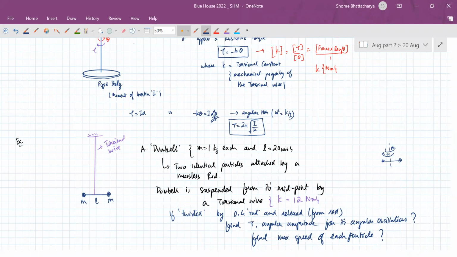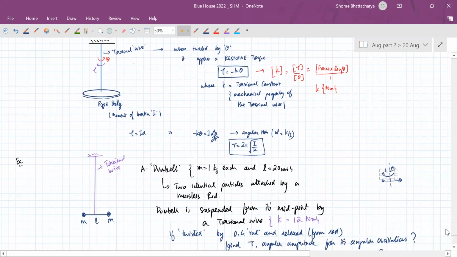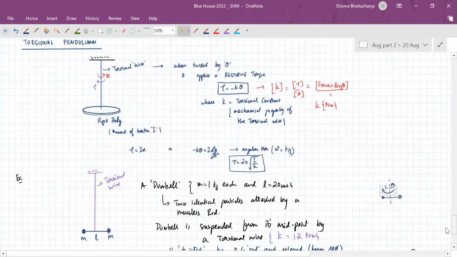So can you please show that torsional pendulum part? Yeah. Yeah, Jagannath, the dumbbell is rotating.